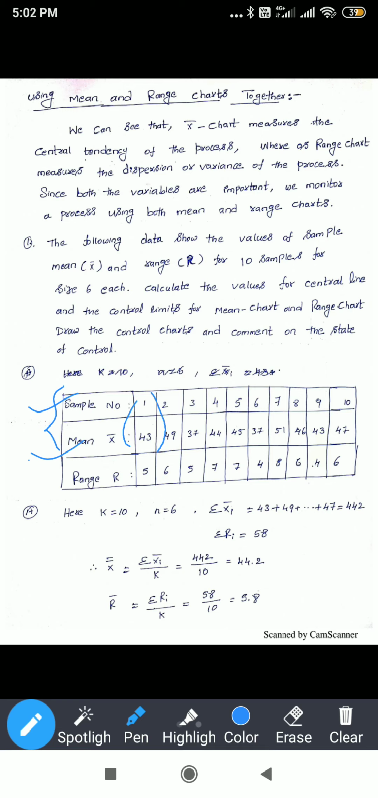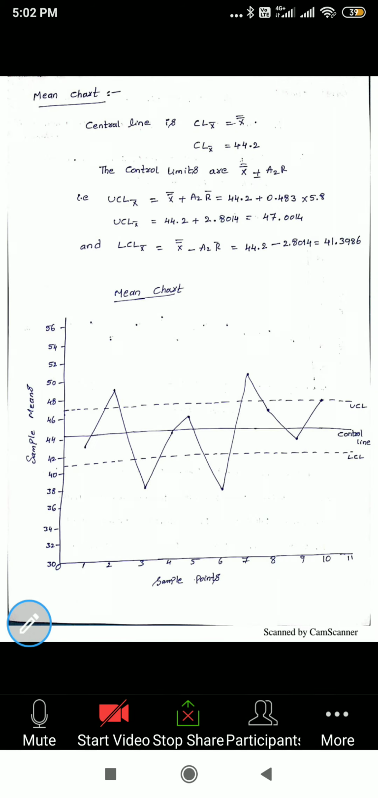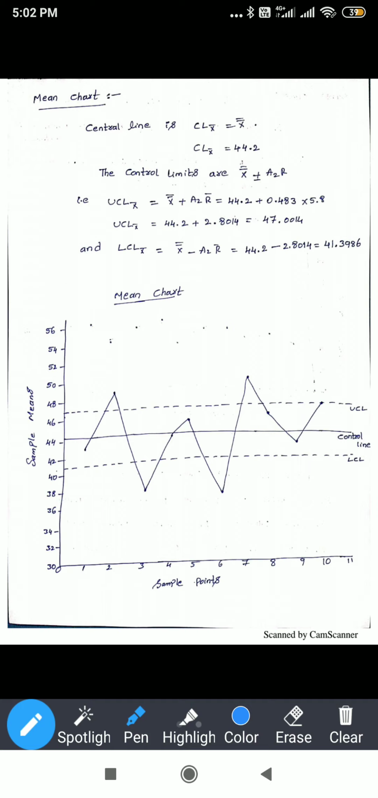So 1 and 43, 2 and 49, like this we are taking the points. See, 1 has 43, 2 has 49. Like this, we draw the graph.